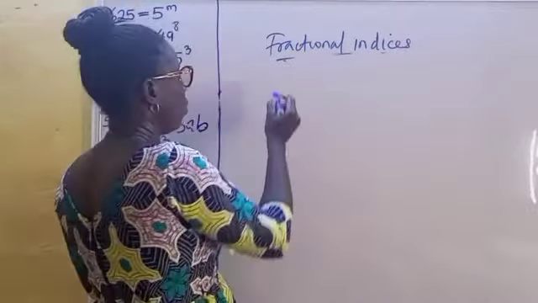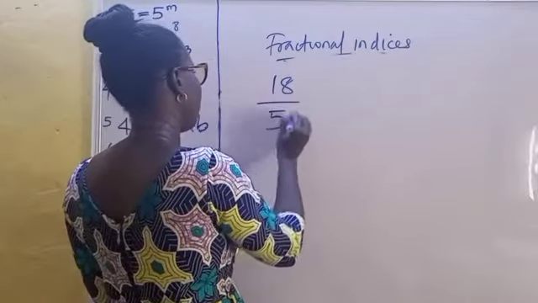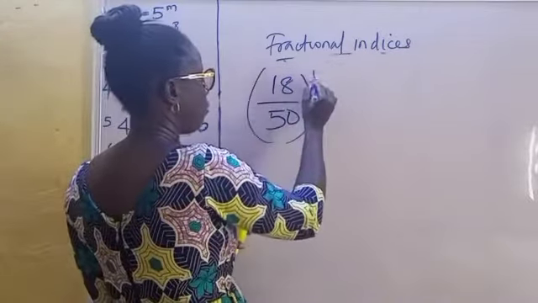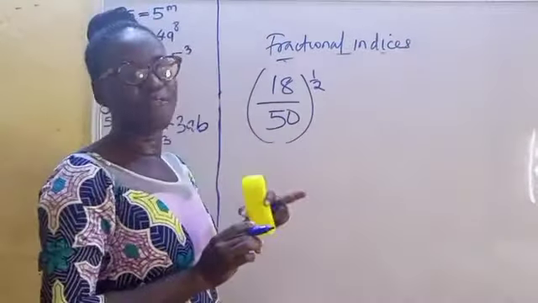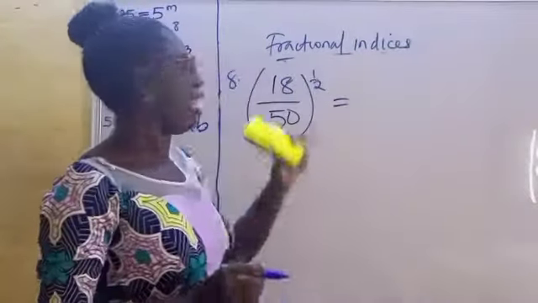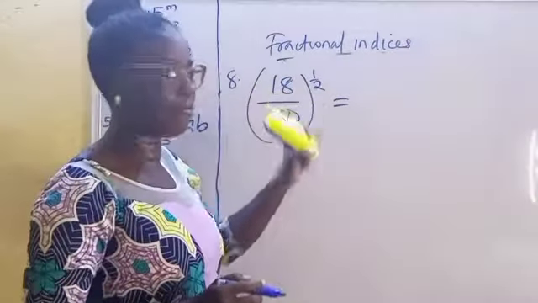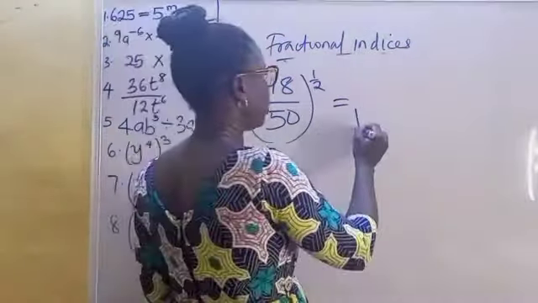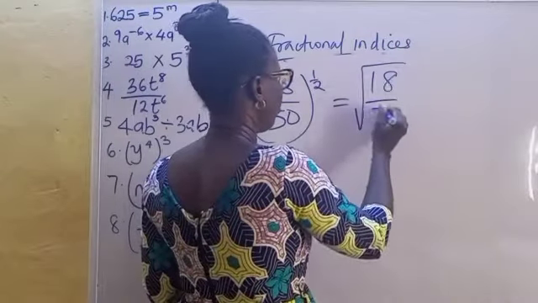Here we have the eighth question, which is 18 over 50 raised to the power of half. Already we know that this is a fractional index. 18 over 50 raised to the power of half. We know that we are looking for the square root of 18 over 50.